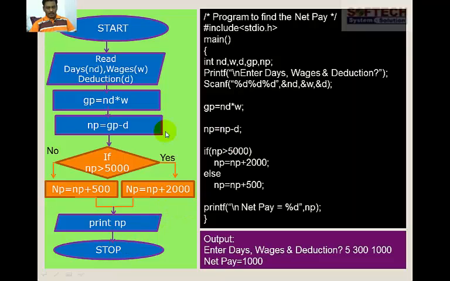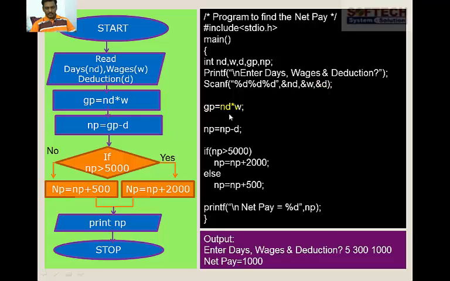So here is the equivalent program for this flowchart. This is a program to find the net pay. This is a remark. We declare all the variables ND, W, and so on, totally 5 variables. Then we print information for the user at the time of compilation. So at the time of compilation, it will display like this. Then we get 3 values for 3 variables, that is number of days, wages, and deduction. In this case, we put 5, 300, 1000. So ND is 5, W is 300, and 1000 is the value for D.